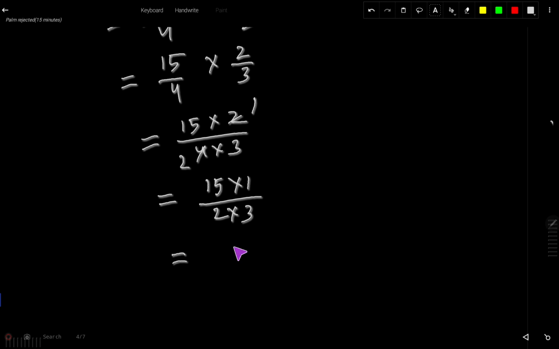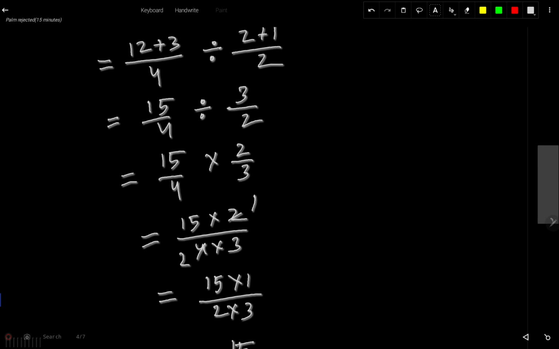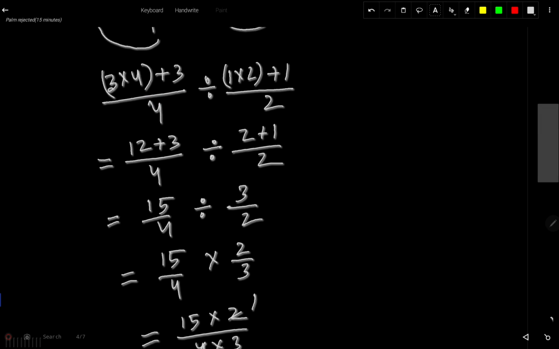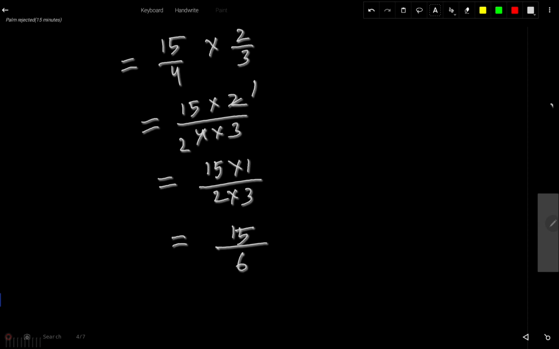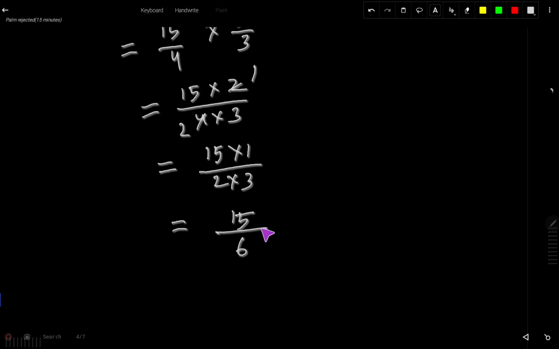So we are getting 15 over 6. Look, this is an improper fraction because the numerator is greater than the denominator. Since these two numbers are mixed numbers, our answer should be a mixed number. To convert this improper fraction to a mixed number, you have to apply the long division method. So you have to divide 15 by 6.